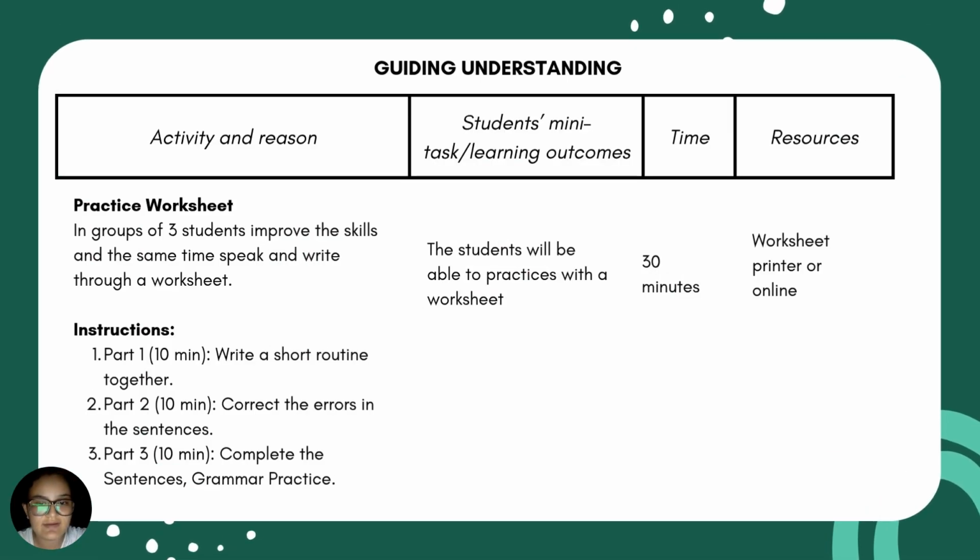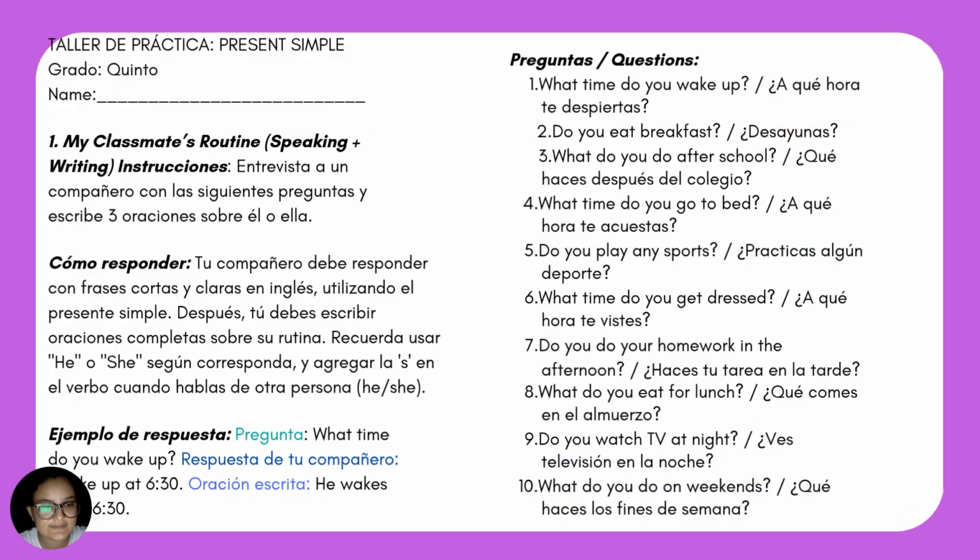And then we have guided understanding. In this part, a group of 3 students improve their skills, speaking and writing at the same time, through a worksheet. In this worksheet, we have 3 parts. The first part is they write a short routine together. The second is correct the errors in the sentence, and the third is complete the sentence. It's more grammar practice.